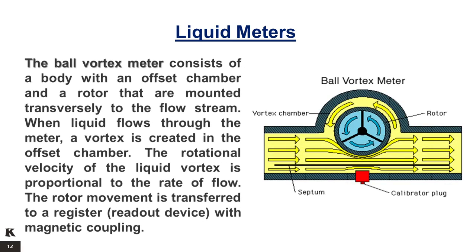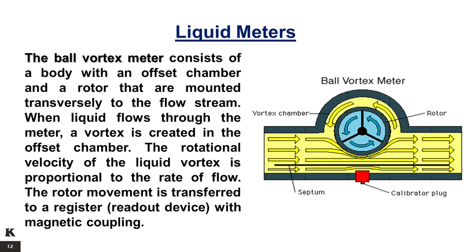The ball vortex meter consists of a body with an offset chamber and a rotor that are mounted transversely to the flow stream. When liquid flows through the meter, a vortex is created in the offset chamber. The rotational velocity of the liquid vortex is proportional to the rate of flow. The rotor movement is transferred to a register readout device with magnetic coupling.